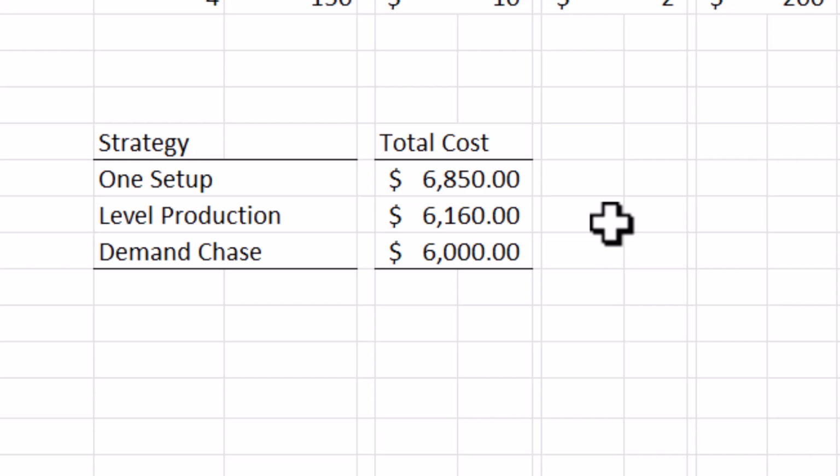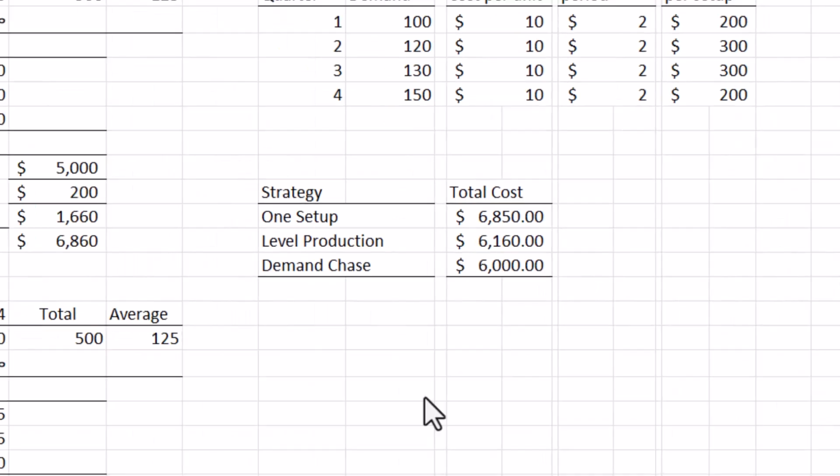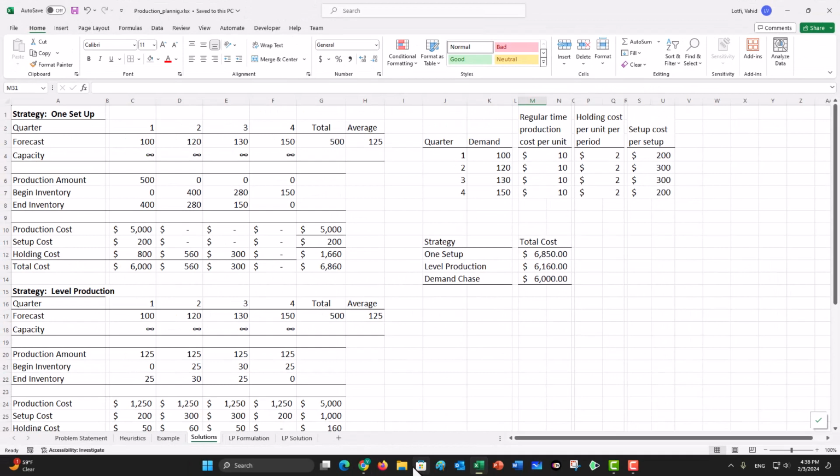And again, we do not know if in fact any of these heuristic solution procedures has resulted in an optimal solution. So now we are going to use a linear programming formulation to solve the same problem. First, let's look at the formulation.